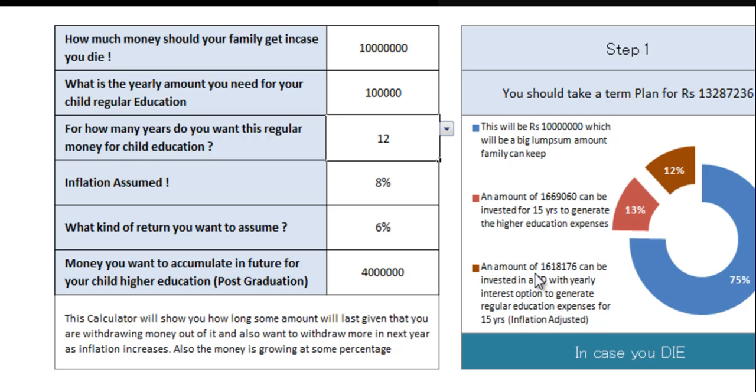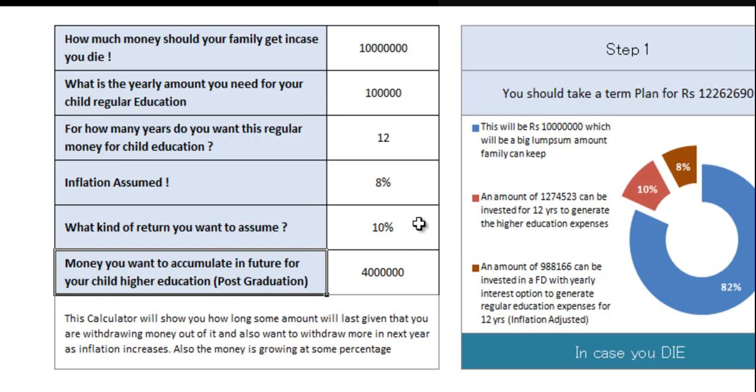Which also increases by 8% every year. And you are assuming a return of, let's say, 10% on your investments. And then this is the money you want to accumulate for his higher education. So you say that I want to accumulate 40 lakh rupees also for my child higher education. So given this situation, this is what you can do now.